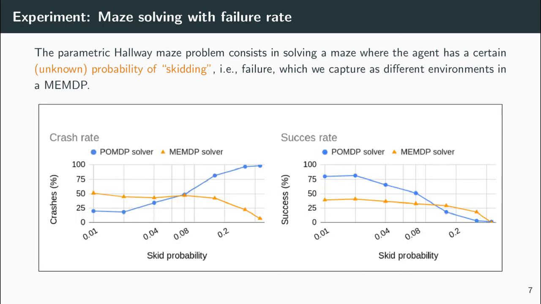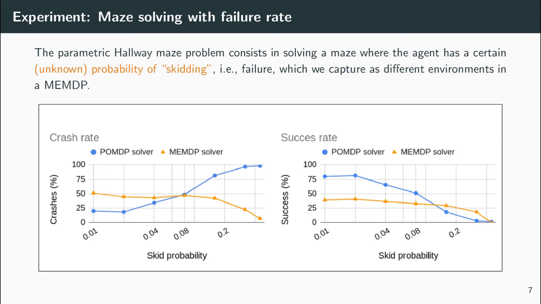Here I'm just going to show the results as a plot, where the y-axis shows crash and success rate on left and right respectively. On the x-axis we increase the probability of skidding for the agent. You have two curves: orange is the MEMDP-based solver and blue is the POMDP-based solver. What you see is a clear two-phase diagram. When the skid probability is high, which means the environments are very different, using a MEMDP-specific solver really improves the performance of the model. When the probability is low, there are not many differences between the environments, and then using standard MDPs makes more sense because we do not really need something specific to the different environments.